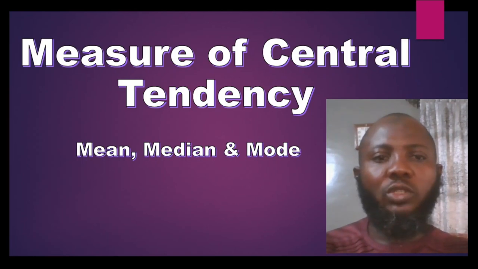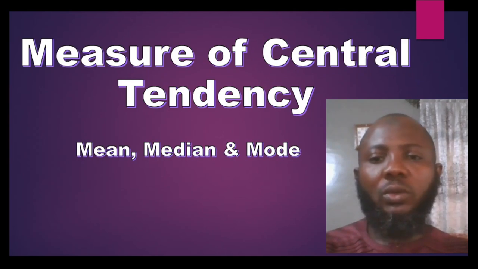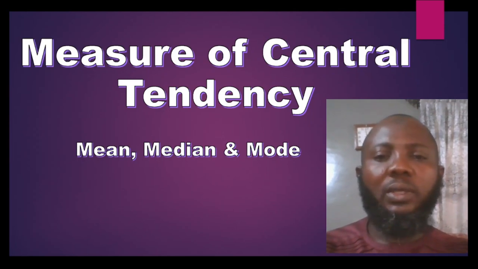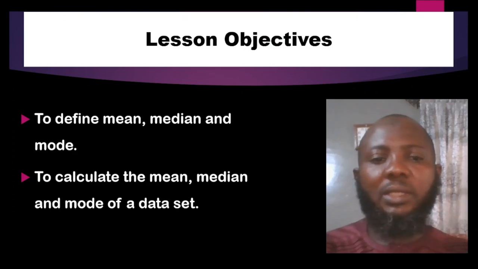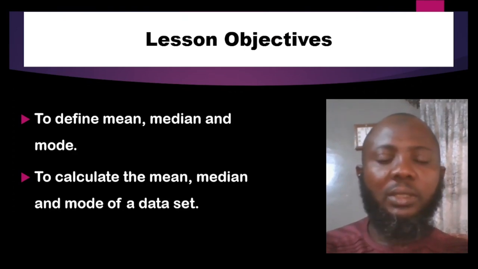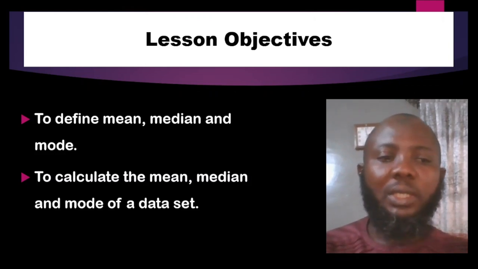So in this class, we want to look at measures of central tendency, that is, we want to look at the meaning of mean, median, and mode. So in this video, we're going to go into details of mean, median, and mode. Let's look at the objectives for this class. We're going to define the meaning of mean, median, and mode. Then we also learn how to calculate the three of them, mean, median, and mode, of a data set. So that is that on this video.